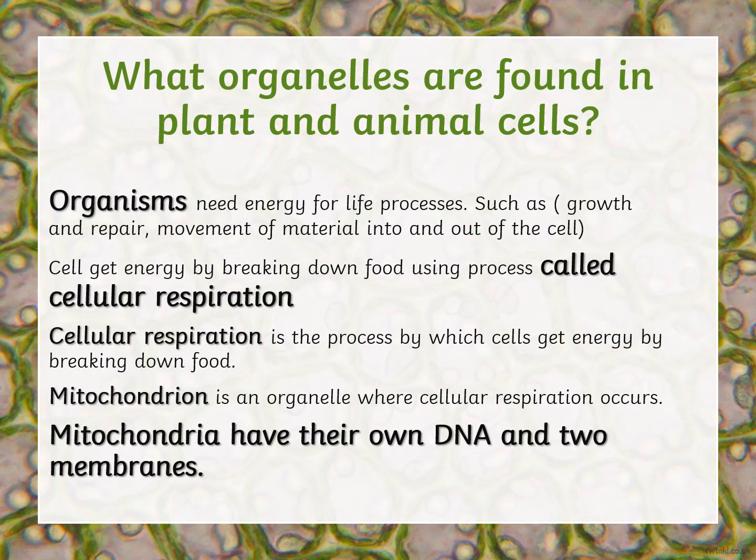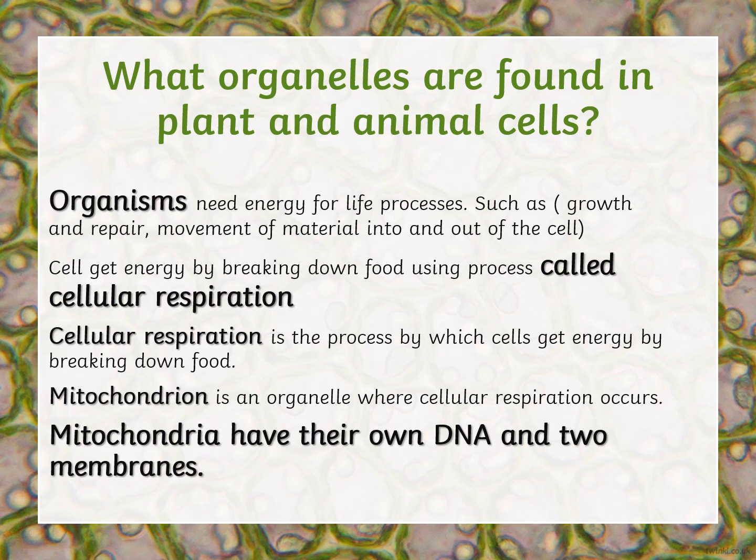We talked about the eukaryotic cell, and now we will talk about the plant and the animal cell. The plant and the animal cell are organisms that need energy for life processes, growth, repair, and movement. We talked about that in lesson 1. Organism is the first definition in lesson 1. What is cellular respiration? Cellular respiration is when the cell gets energy by breaking down food.